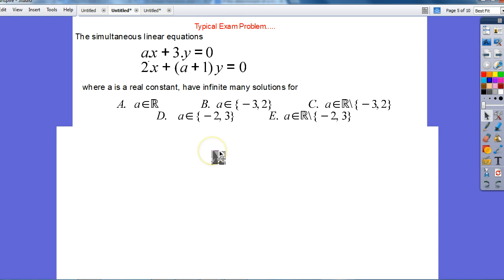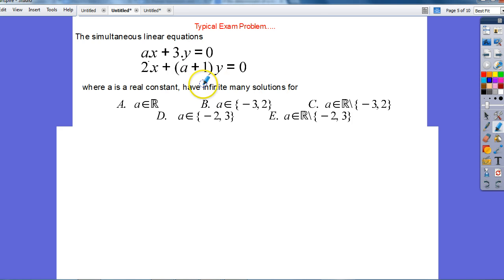Now, let's examine a typical exam problem. These are usually multiple choice, but on our SAC coming up in a couple of weeks, there will be a question very similar to this that you would have to work out by hand and give me a solution with working out. So a simultaneous linear equation, and have a look, we've got unknown parameters as coefficients. So we need to find a that is a real constant, such that our simultaneous linear equations have infinitely many solutions.